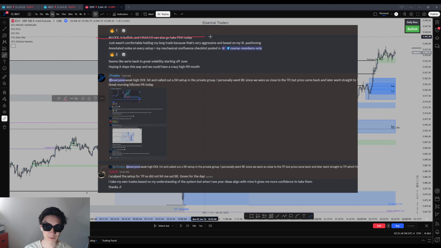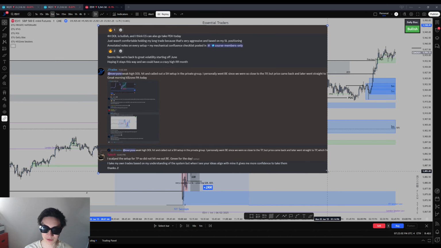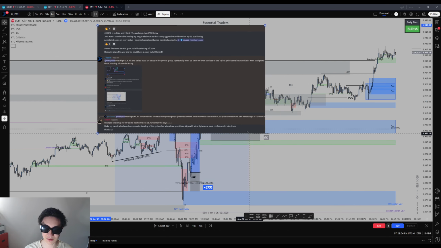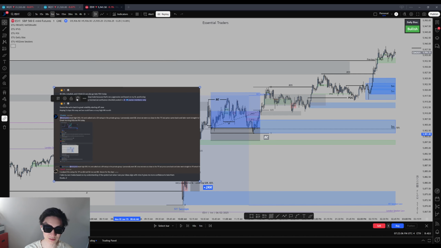So I gave my advice here, my draw on liquidity, great volatility. And Tyler here, one of my private mentorship students, he's been in the mentorship. He got it about a year ago, I believe. And he said, thanks, Jay. I scalped the setup for TP, so it did not hit me out at break even, green for a day. And he said, thank you for trade ideas. Helps him create some confidence when it aligns with his trades.